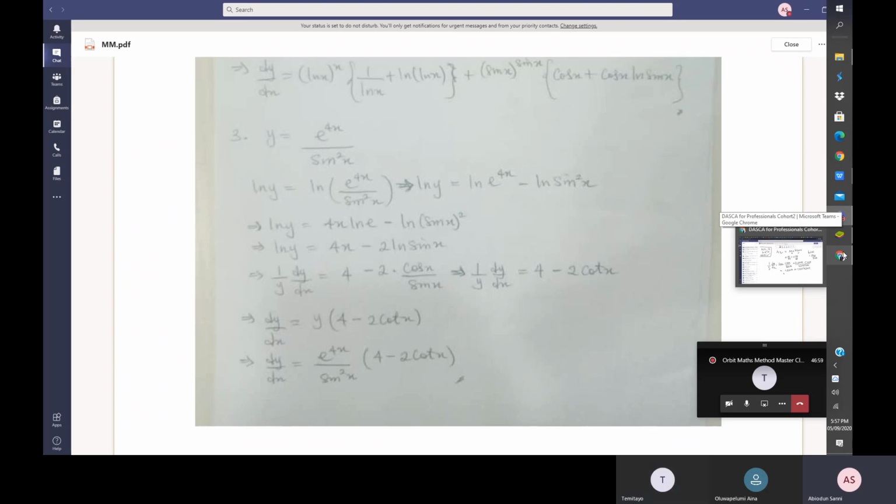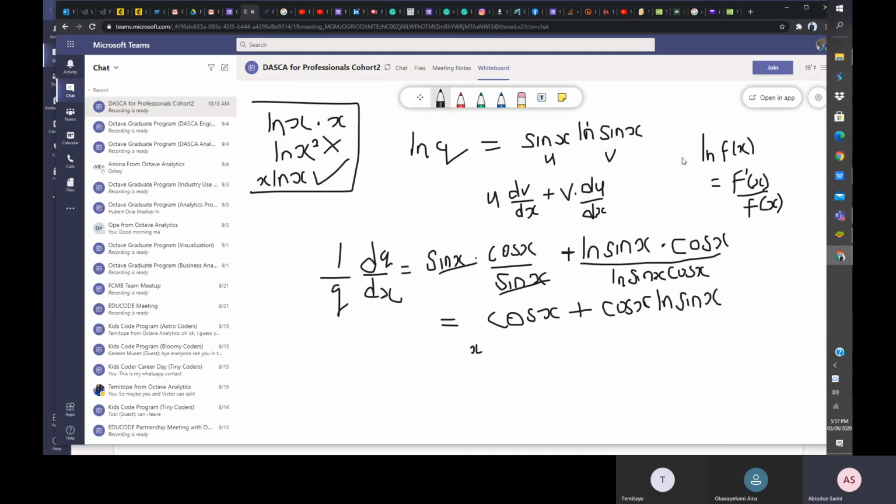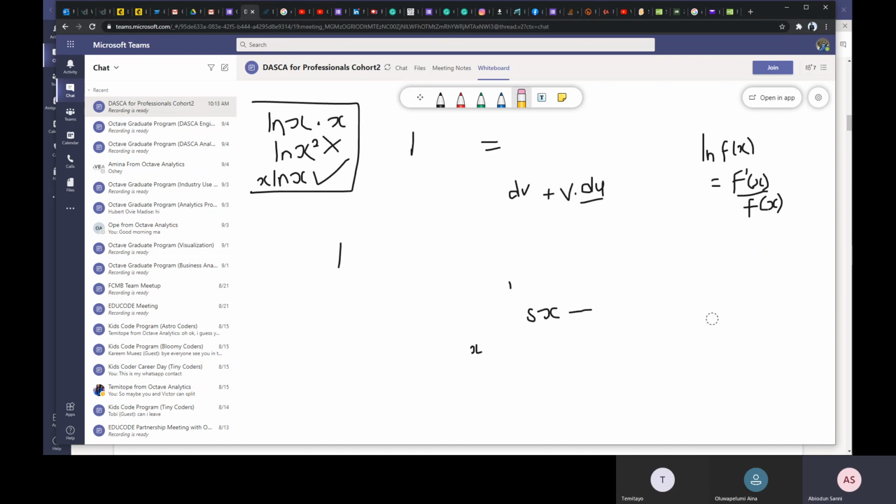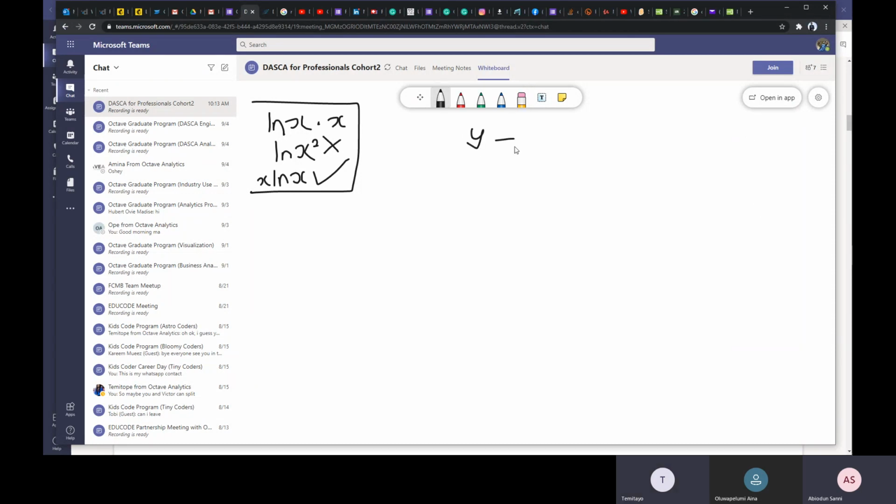e to the power 4x all over sine squared x. You have y equals e to the power 4x over sine squared x. Let me see how I can write it. So maybe you have something like this.